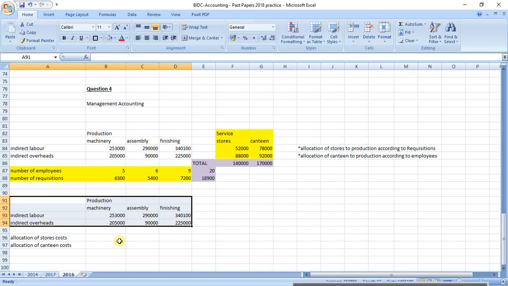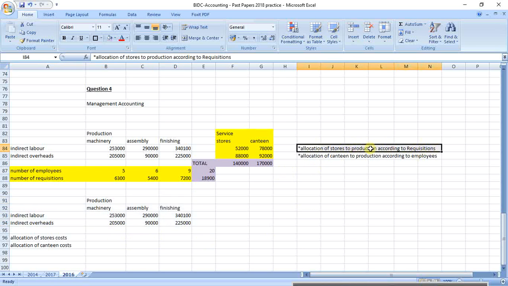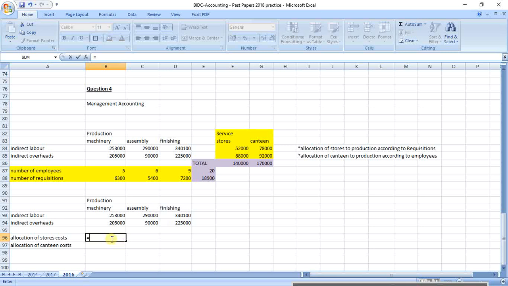Okay, cool. So what did they say? They said allocate the store costs to production according to the requisitions. Alright, so store costs. How much store cost must I allocate? There's the store cost, 144,000, times machinery's requisitions. Machinery has 6,300 requisitions, divided by the total, 18,900. There's the first allocation.